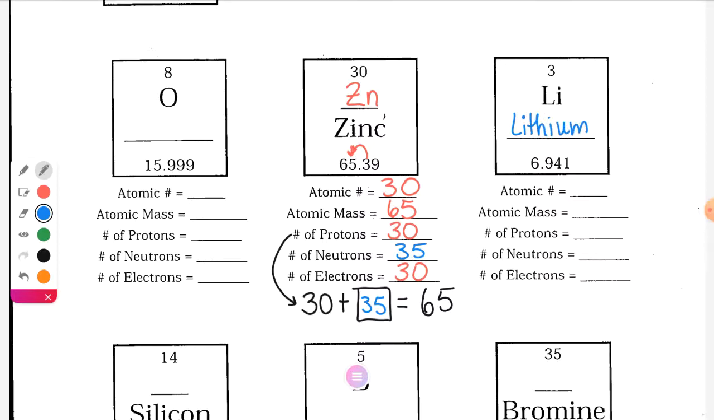Lithium. Good job. Atomic number, Addie J.? 3. How do you know? Because the atomic number is the number right above the... Yeah, it's at the top of our label. It's always at the top. Sometimes it's in the top left corner.